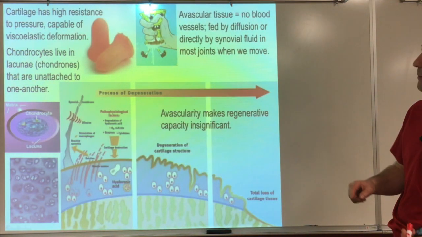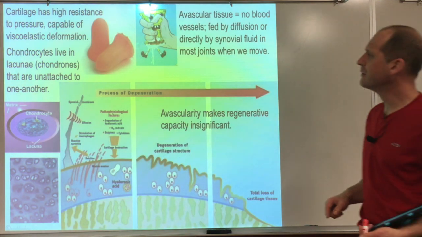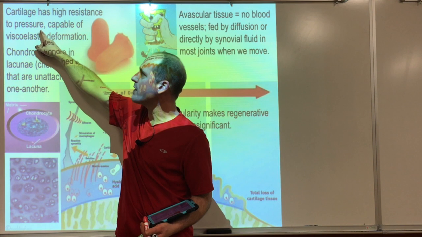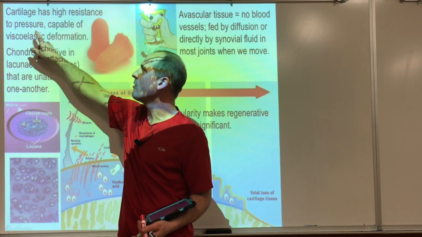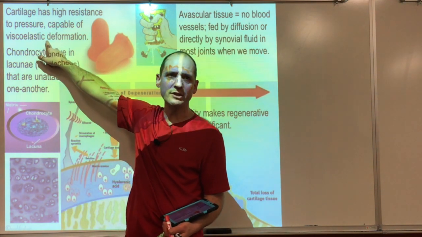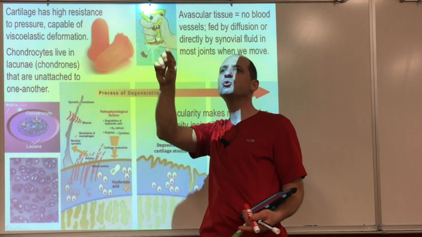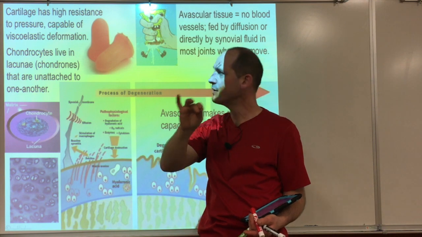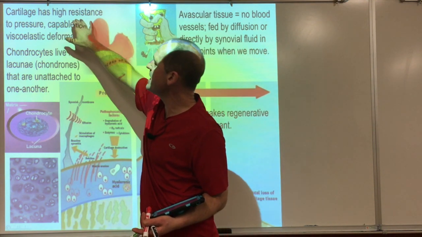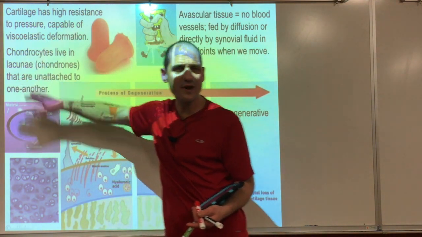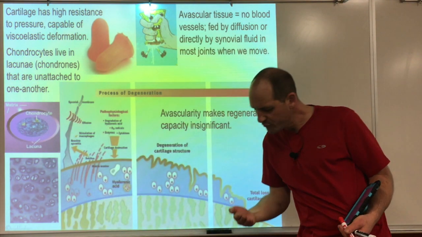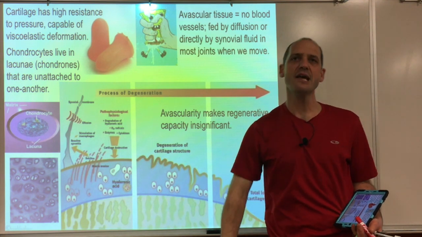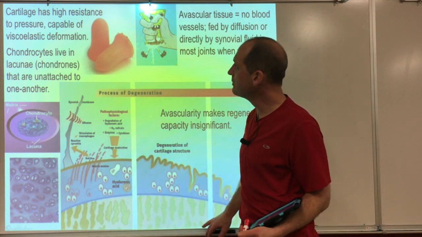But first I want to talk about that, and then we can talk about the types. Because cartilage as a whole has a high resistance to pressure and is capable of viscoelastic deformation. That's an earplug. You squeeze it and it slowly comes back. That's viscoelastic, so it can move. It can, but it resists pressure. That's why it's great for a knee joint. It moves a little, but it almost pushes back. It doesn't just sink in. So it's very resistant to that.